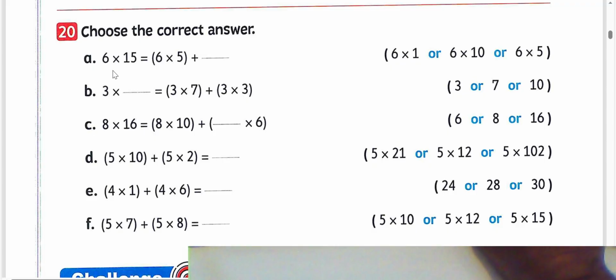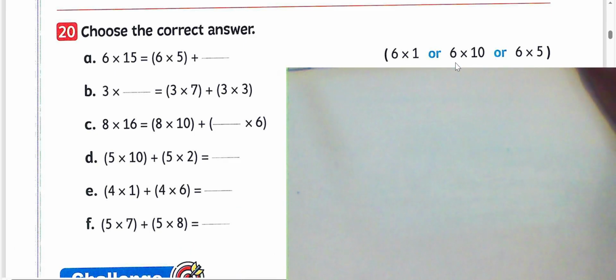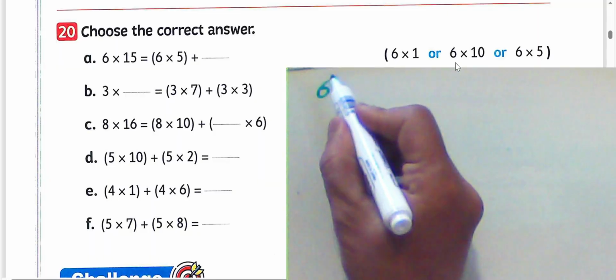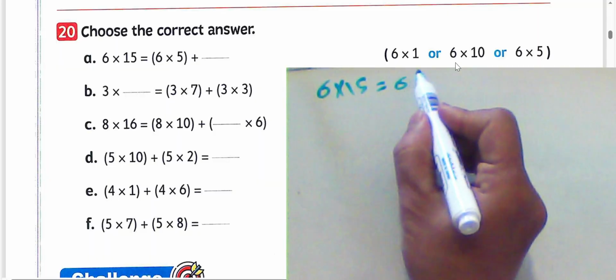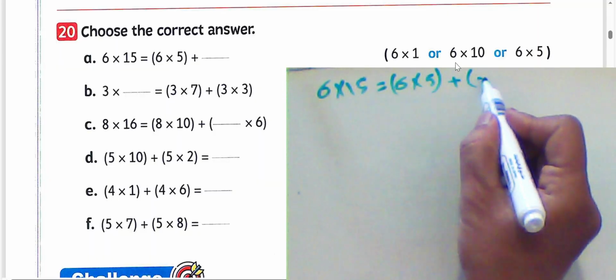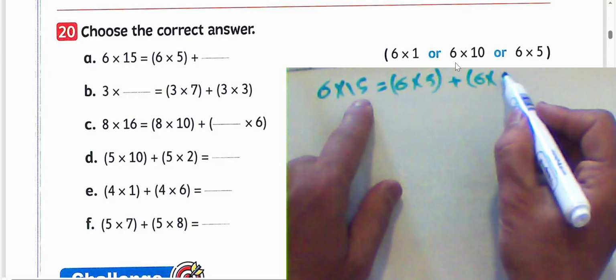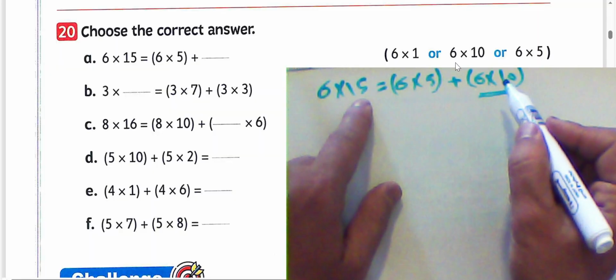Choose the correct answer. 6 times 15 equals 6 times 5 plus what? We use the distributive property here. Choose 6 times what? 6 times 10, because look at the steps. 6 times 15 equals 6 times 5 plus 6 times what? 15 equals 5 plus 10. Then choose 6 times 10.